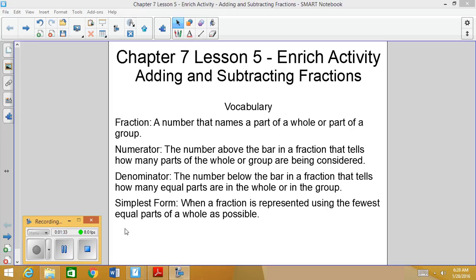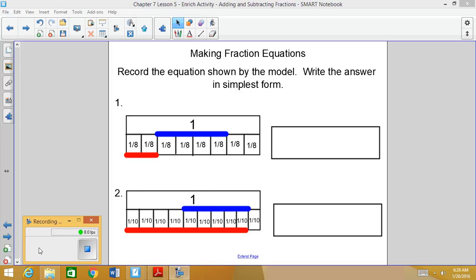Now that we've gone over our key vocabulary for our lesson today, let's get started. But before we start this lesson, make sure you have your Enrich activity worksheet with you so that you can follow along. Throughout our lesson today, boys and girls, we've been talking about how we can add and subtract fractions with like denominators. For your Enrich activity today, you're going to be making fraction equations. What I'm going to help you and show you is how to record the equation shown by the model. We're going to write our answer to this equation in simplest form.